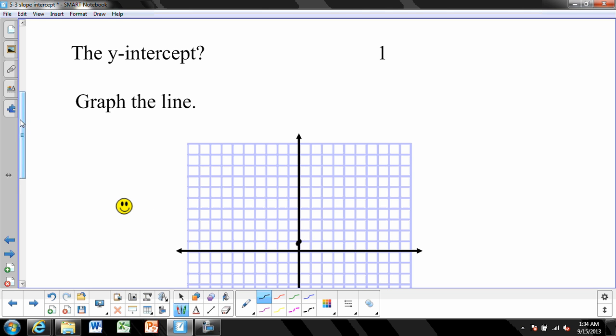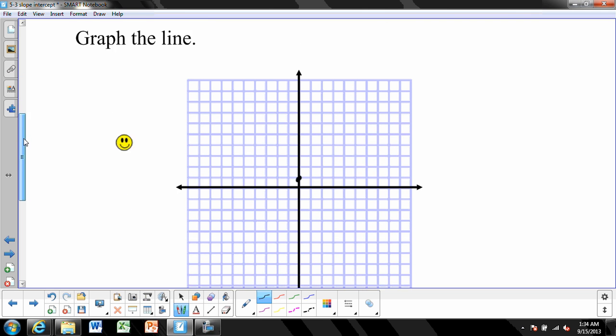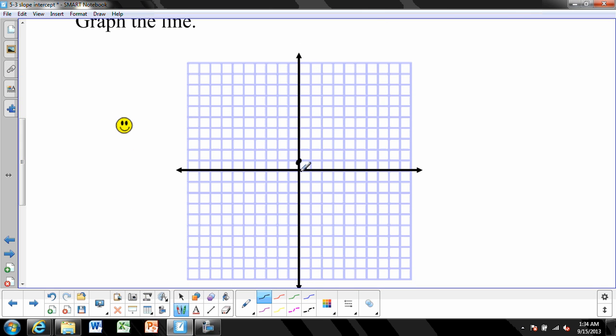Our slope, we said, was negative 4, which means we're going to move down 4 blocks. 1, 2, 3, 4, and over 1. So we're going to put another dot here at 1, negative 3. And now that we have our 2 dots, we can graph a line. And you would hopefully use a straight edge and just draw a line straight through it.